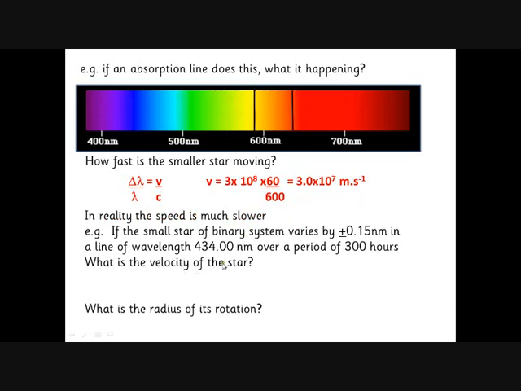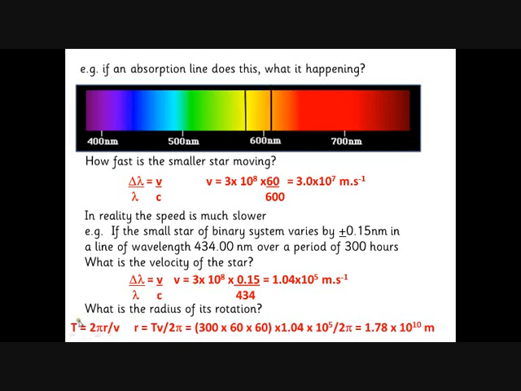So here's a line at 434 nanometers, and it's going up and down by 0.15 of a nanometer. To get the velocity of the star, we just do the same equation, and we get 1 times 10 to the 5 meters per second. But if we combine that with a period of 300 hours, so if it takes 300 hours for the light to do this, again, obviously the animation is very much speeded up, so you don't have to sit there for 300 hours to watch the line go forwards and backwards. But if it does this, we can also work out the radius of the rotation.